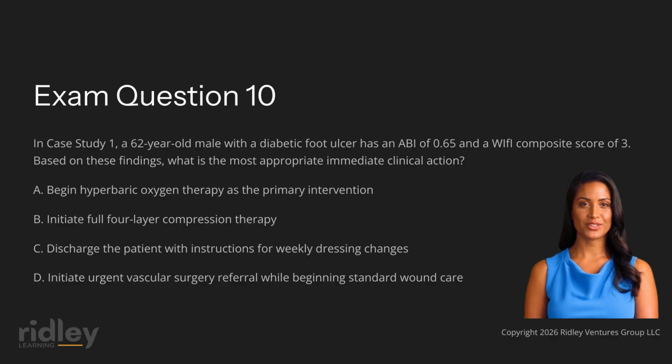The correct approach is a dual-track strategy. Initiate an urgent vascular surgery referral to evaluate the patient for revascularization while simultaneously beginning standard wound care, including appropriate debridement, offloading, and moisture management. Full compression therapy is contraindicated at this ABI level because it could further compromise an already impaired arterial supply.